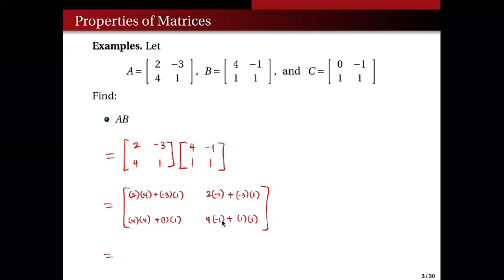And we can simplify this. You have 2 times 4, that's 8, minus 3 here. So we have 5. In here, you have 4 times 4, that's 16, plus 1 times 1. So we will get 17. In here, you have 2 times negative 1, that's negative 2, plus negative 3 times 1, that's negative 3. So we will get negative 5. And then in here, you have 4 times negative 1 plus 1 times 1. We will get negative 3. So this is the product AB.